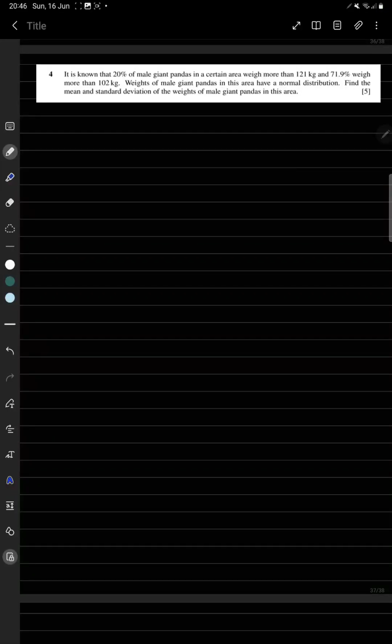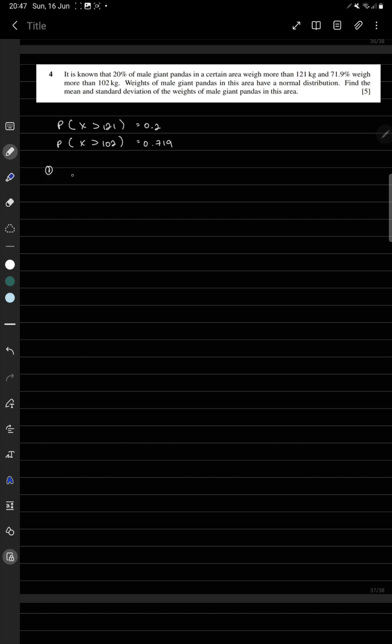Now the question says that it is known that 20% of male giant pandas in a certain area weigh more than 121 kilograms. So I'm going to start right away. If weight is more than 121 kilograms, it is equal to 20%, which is 0.2. And if it weighs more than 102, it is 0.719, 71.9%. So the weights of male giant pandas in this area have a normal distribution. Okay, so we're using normal distribution. Find the mean and standard deviation of the weights of male giant pandas in this area.